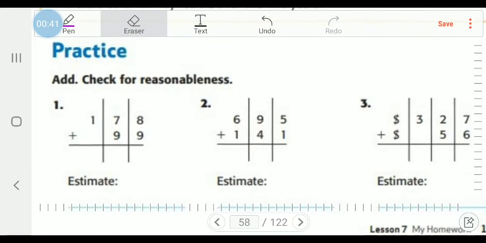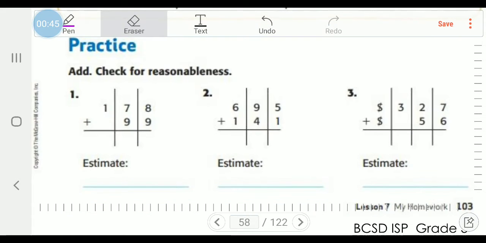The practice section is asking you to add and then check for reasonableness by estimating. So I'm just going to go ahead and do like we've been doing. Add. Remember, this is adding. So 8 plus 9, yes, this is possible. You can start with 8 and then add 9 more because we are adding. And I know this week's been flip-flopping between adding and subtracting, so always look at your sign. 8 plus 9 is 17, so my 7 goes down, my 1 goes up.